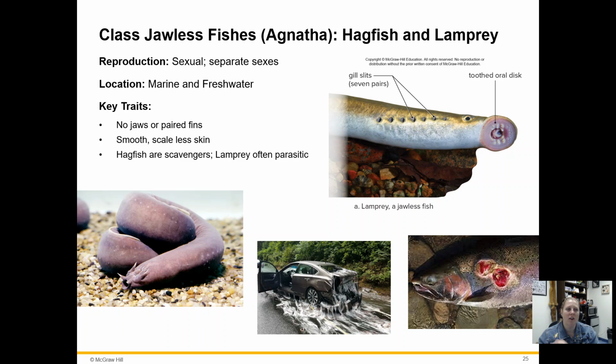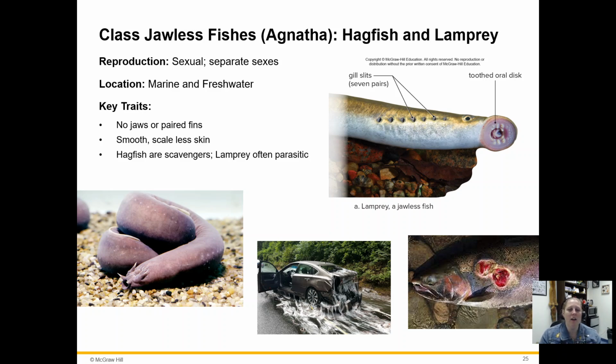Our first class are our jawless fish, also known as Agnatha. Gnatha refers to the jaw, and a means without. These are your hagfish and your lamprey. I love these guys. They're so weird. These are often deep sea animals, but we can find them in other environments. But they are aquatic. They are a kind of fish.